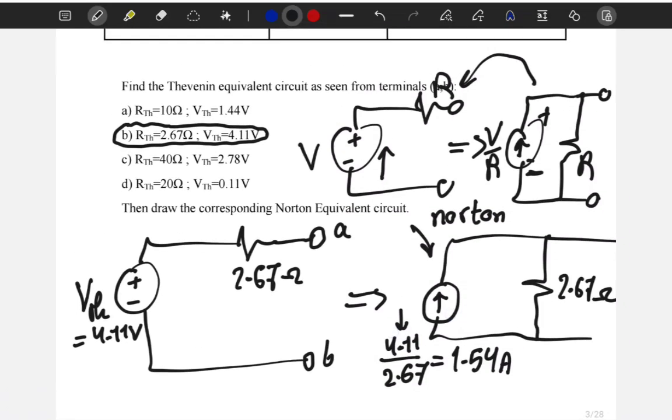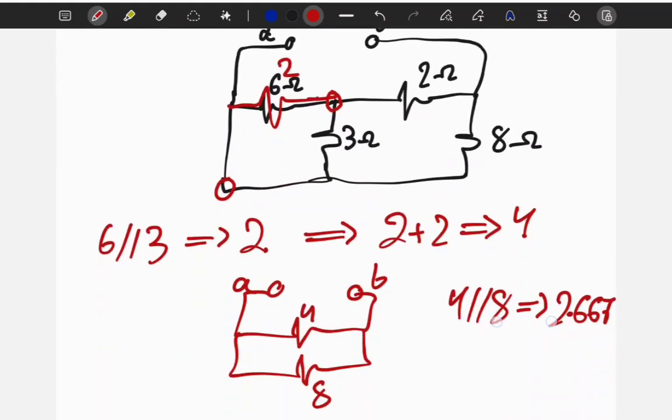The whole idea of source transformation is that if we have a voltage source and a resistor in series with it, we can transform it into a current source and the resistor in parallel. This may simplify some calculations, but this is mainly used for Thevenin circuits, transforming them from Thevenin to Norton equivalent circuits. Okay, so the answer right here is answer B, and we drew the Norton circuit right here.